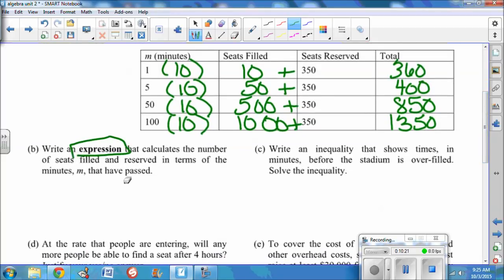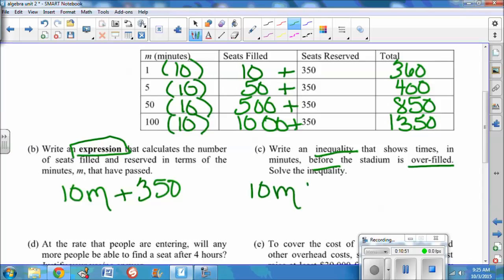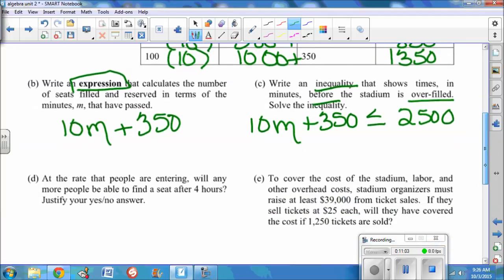Okay? So it says write an expression. An expression doesn't have an equal sign, doesn't have an inequality sign, that calculates the number of seats filled and reserved in terms of minutes M that have passed. So 10 seats per minute plus our reserved. Okay, so there's our expression. Now it says write an inequality that shows times in minutes before the stadium is overfilled. Solve that inequality. So we have 10 seats per minute plus our 350 reserved has to be less than or equal to how many people can fit in our stadium.